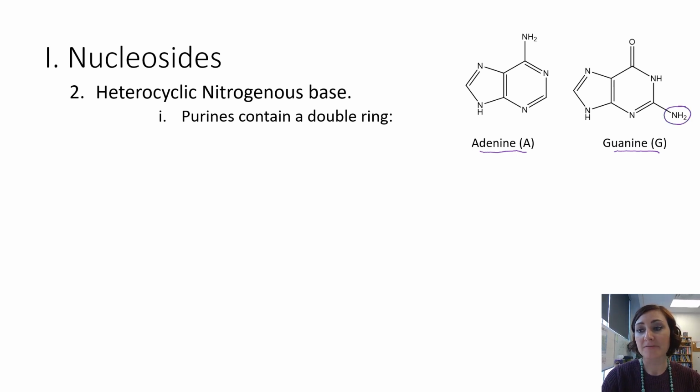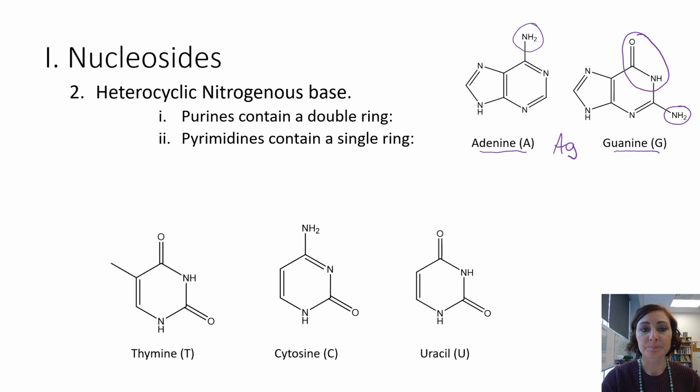Both of them have this amino group. Both are cyclic amines, but the difference is guanine also has an amide that is not found in the adenine. The way I remember that purines are adenine and guanine is I think of silver. And the symbol for silver is Ag. And so I just remember Ag or silver is pure. And those are my purines.